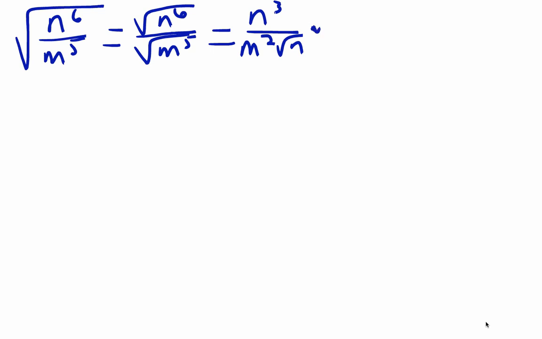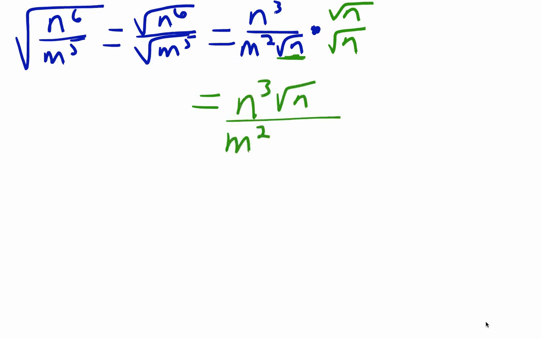Now, to get rid of this, one rule is you cannot have a square root in the denominator. So in order to get rid of that, we take it times the square root of itself. Since we have to get rid of this one here, we take it times square root of m times square root of m. So then I'd have n cubed square root of m over m squared, and m squared, the square root of m times square root of m is m. So that would be my answer there.